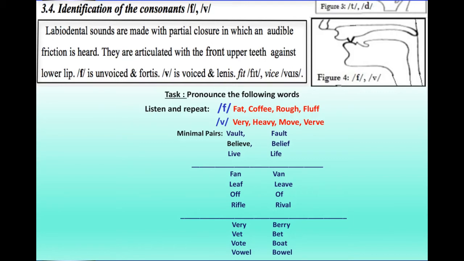Task. Pronounce the following words. Listen and repeat. F, fat, coffee, rough, fluff. V, very, heavy, move, verve. Minimal pairs. Vault, fault. Believe, belief. Live, life. Fun, van. Leaf, leave. Off, of. Rifle, rival. Very, bury. Vet, bet. Vote, boat. Vowel, bowel.